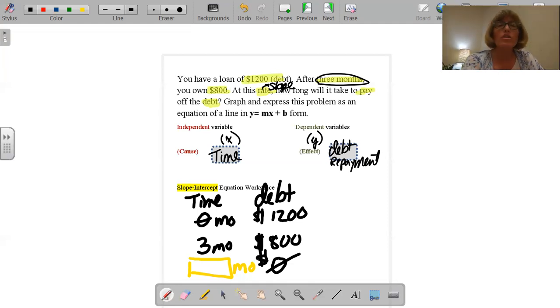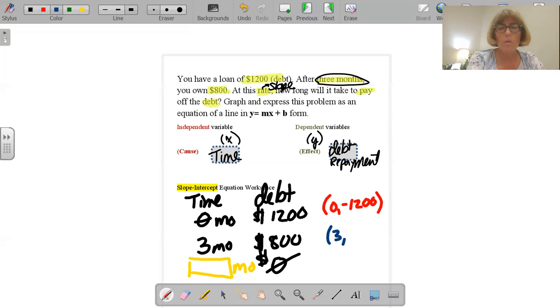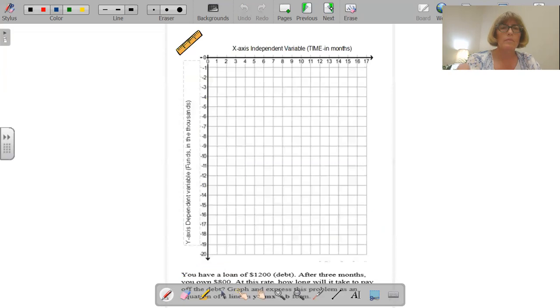So let's start with our 2 data points. At 0 months, we have $1,200 in debt. Notice the negative sign. At 3 months, we have $800 in debt. Let's graph these 2 points.